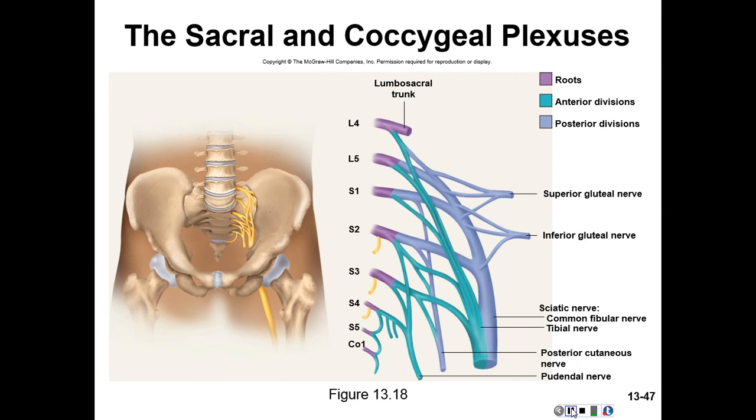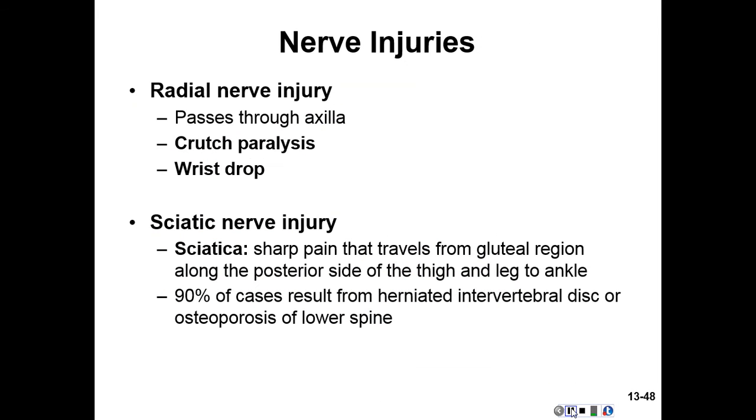All right, your sacral plexus, L4 through the coccygeal. Your sciatic nerve is a combination of your fibular nerve and your tibial nerve, so the sciatic nerve is made up of these two nerves combined. Now, nerve injuries: you can have radial nerve injury as it goes through the axilla under the armpit. Crutch paralysis occurs when people use crutches that are not cushioned and the pressure pushes down on the upper arm. That's why you sometimes see people with a towel there, because it can cause paralysis, what we call wrist drop. Sciatic pain travels down the gluteal region to the lower leg.